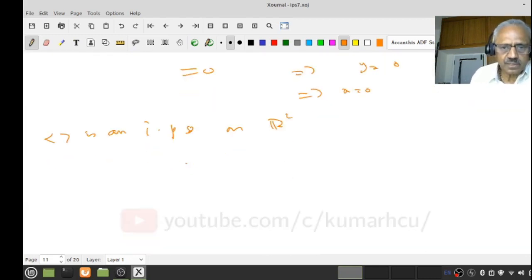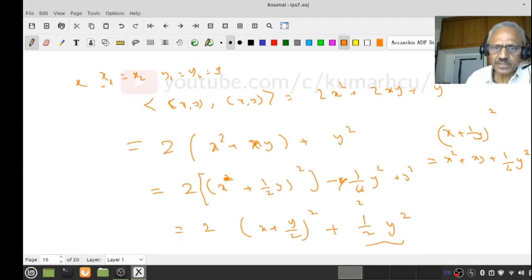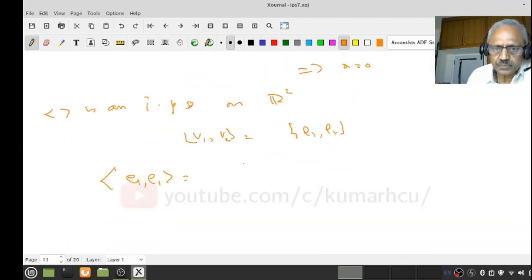Now we can take my V1, V2 as a standard basis, E1, E2. Right? Okay. Now what is my W1? So let us compute. What is inner product E1, E1? This we know. We just have to go back to the definition. For E1, which is 1, 0, x is 1 and y is 0, therefore this will be 0, there will be 2. Therefore E1, E1 is 2.